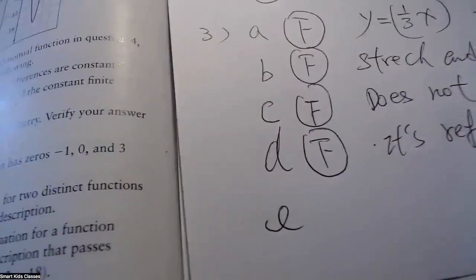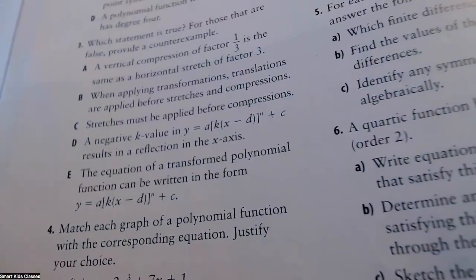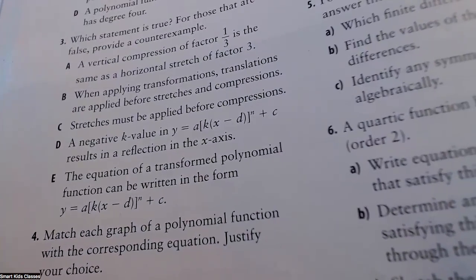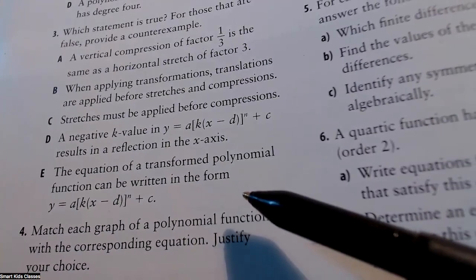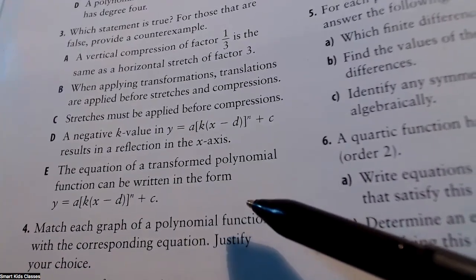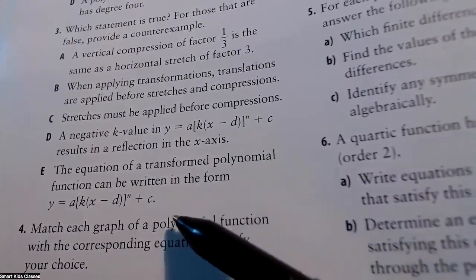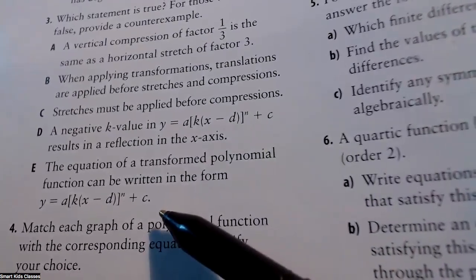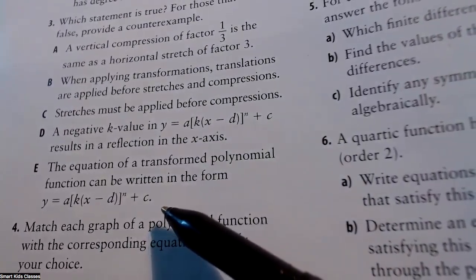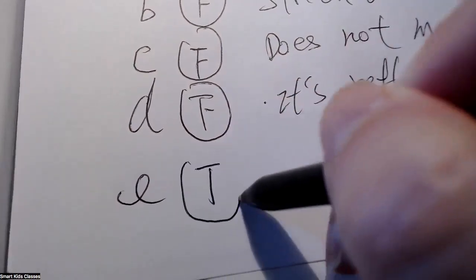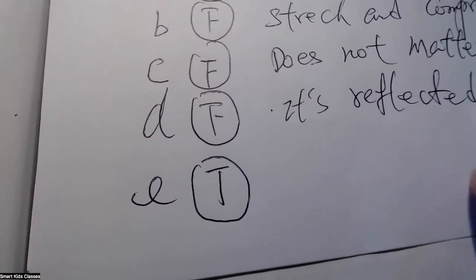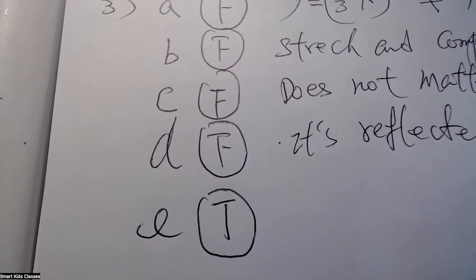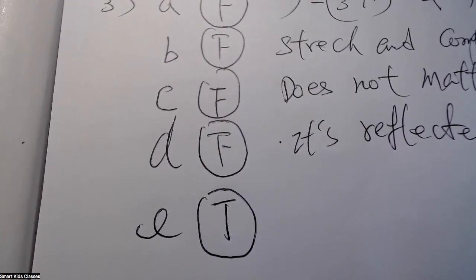Now we come to the last question in question 3. So the equation for the transformation formula here can be written in this form. So is this correct? Yes, this is the transformation formula for any type of parent function. So therefore we write true. So true, we don't need to write any example to prove. Let's look at the next question.